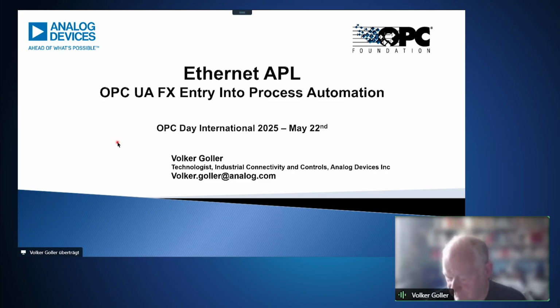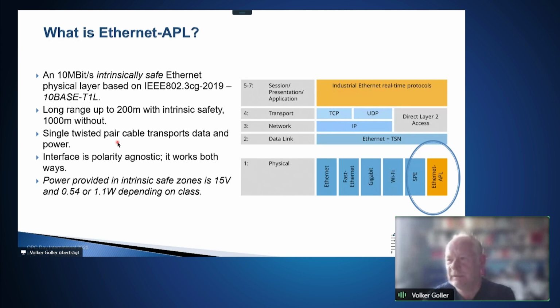So again, what is Ethernet APL? Okay, so first of all, it is Ethernet. It is a standard Ethernet physical layer with some extra properties. It is a 10 megabit intrinsically safe Ethernet, and it's based on IEEE 802.3cg 2019, or better known as 10BASE-T1L. It is long range, up to 200 meters with intrinsic safety, 1000 meters without intrinsic safety.